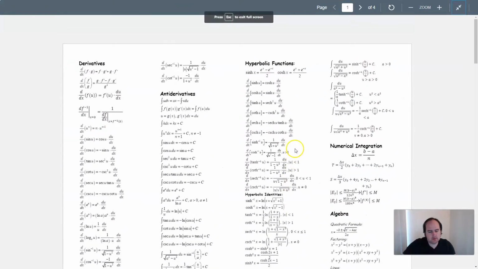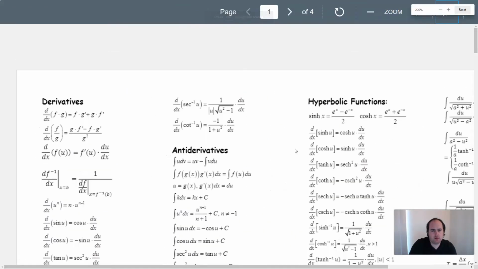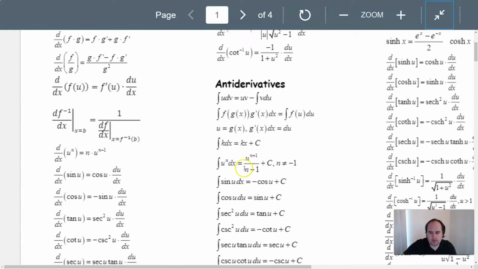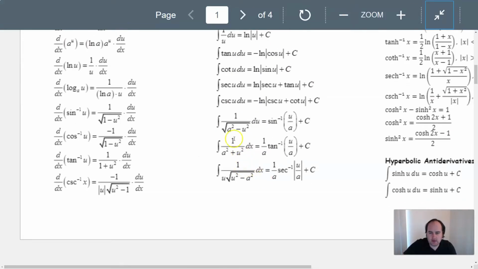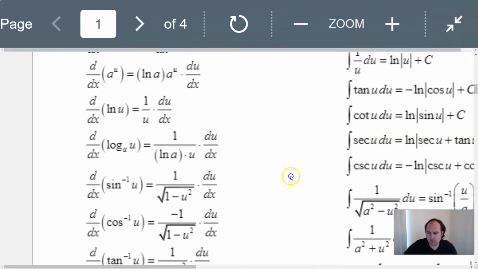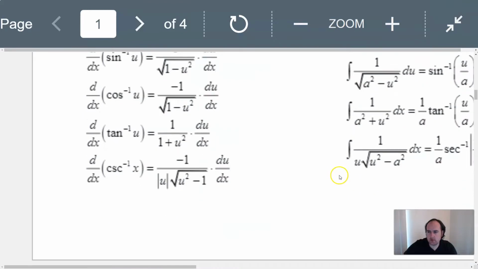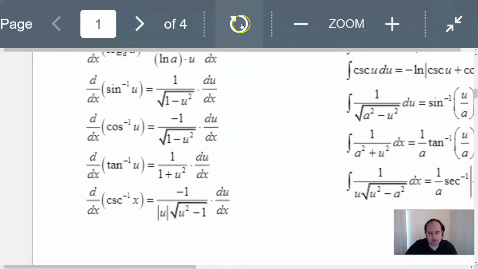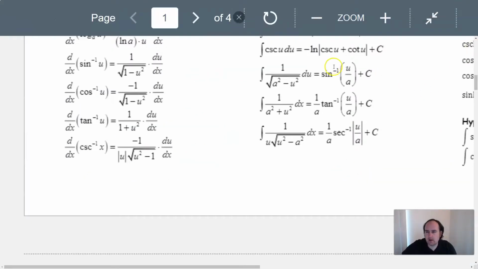Full screening this, zooming in. So I believe the one that we want is actually the integral of du over the square root of a squared minus u squared is sine inverse. That's this one right here. It's a little bit hard to see, but that's what it says. Zoom in even more. Okay, so it's sine inverse of u over a plus c.